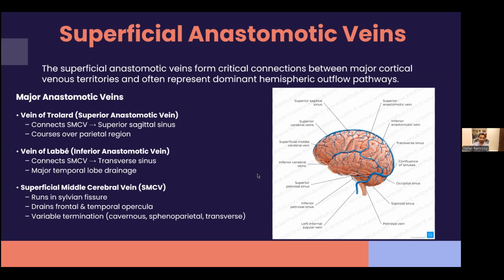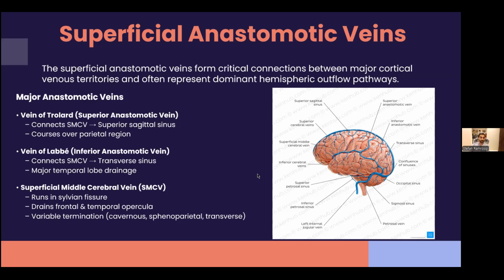These anastomotic veins are highly variable in dominance. In some hemispheres, the Trolard is dominant, and in others, your Labbé is dominant. Occasionally, a superficial middle cerebral vein drains directly without any strong anastomotic dominance. The variability explains why preoperative venous imaging is important when operating near your sylvian fissure or your temporal lobe.